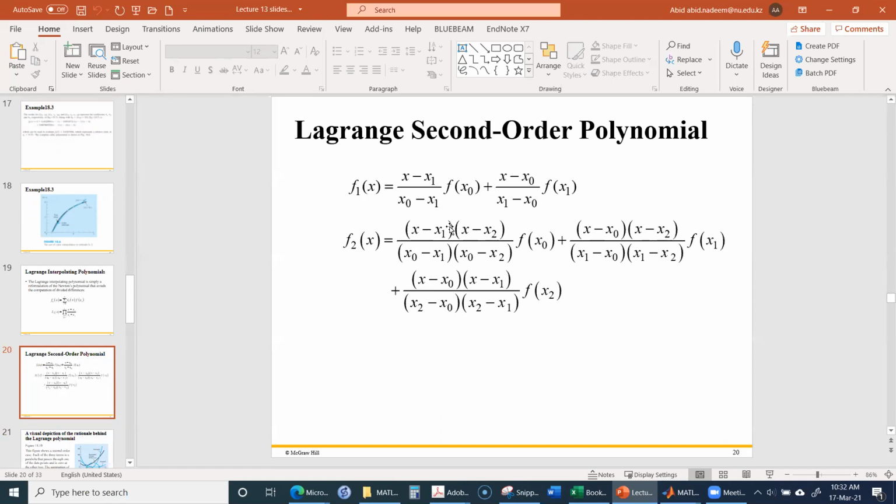The formulation can be derived from the divided differences, and the derivation is given in this textbook. It is actually easy. If we have the divided differences formulation, then with a little bit of algebra we can convert it into the Lagrange formulation.